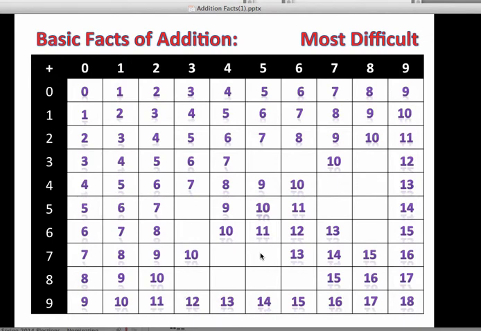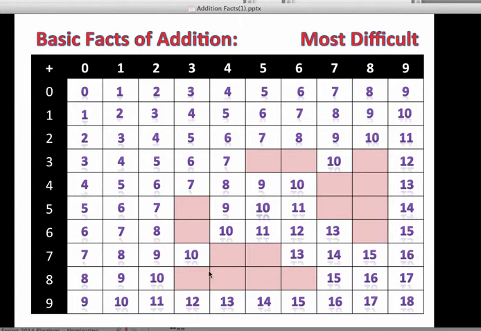Now take a look at the answers that have been left blank. 3 plus 5, 3 plus 6, 4 plus 7, 4 plus 8, 3 plus 8, 5 plus 7, 5 plus 8, and 6 plus 8. 1, 2, 3, 4, 5, 6, 7, 8, 16 basic facts. I've given you strategies to teach 84 of the 100. I have no strategy other than lots of practice for the 16 remaining facts.